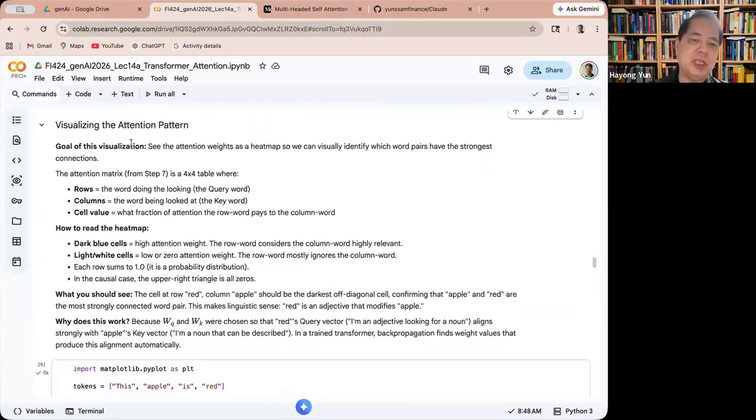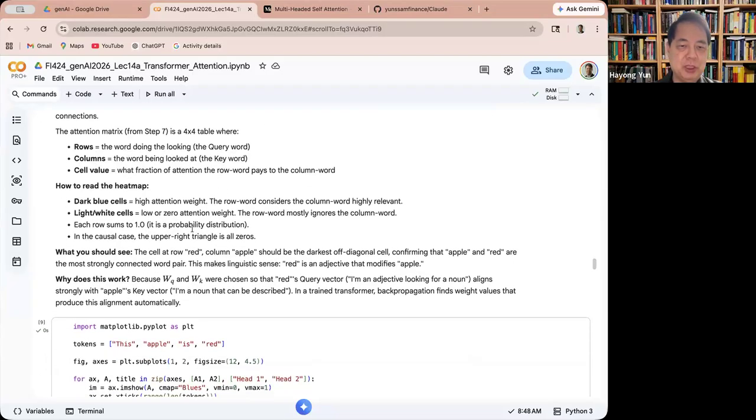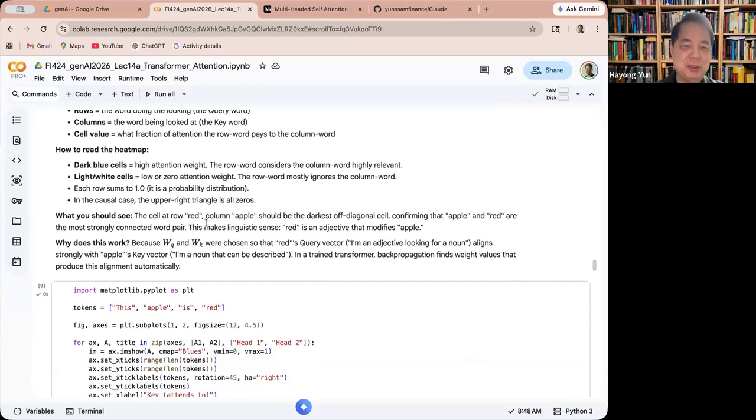So now we visualize the attention pattern, showing the weights as a heat map, so we can visually identify which word pairs have the strongest connections in the attention matrix. The rows are the words doing the looking, the query part, and the columns are the words being looked at, the key. The cell value is what fraction of attention the row word pays to the column word. Okay? So the dark blue cells are high attention, light red cells are, of course, less attention.